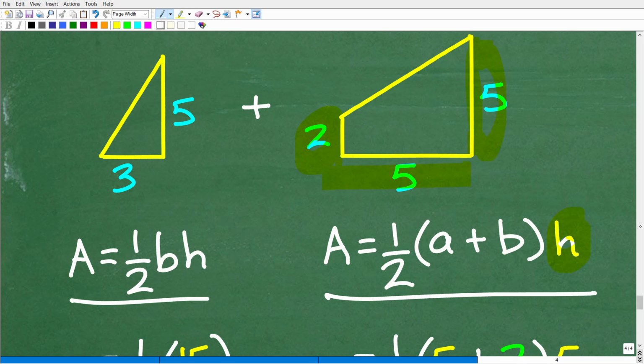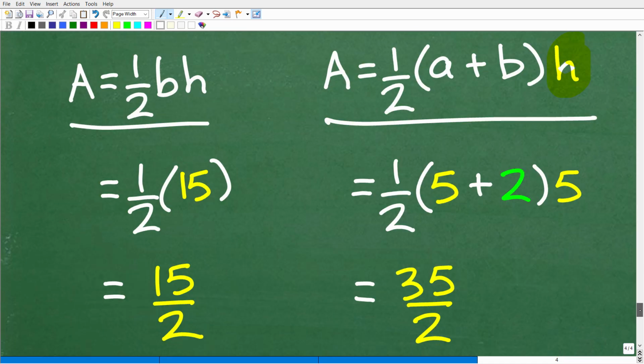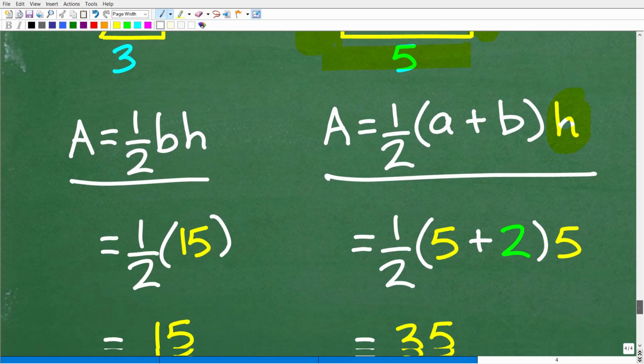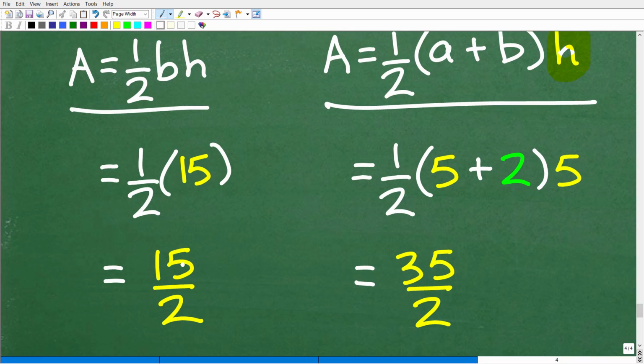All right, so let's go ahead and plug in all the respective information. So the area of the triangle, pretty easy, 1/2 base times height. That again is 5 times 3, so that's 1/2 times 15, or 15 over 2, right? Because 1/2 times 15 is 15 halves. And the area of this trapezoid is 1/2 of (5 plus 2) times 5. So the order of operations, we've got to do what's inside the parentheses. 5 plus 2 is 7. 7 times 5 is 35, so this is going to be 35 over 2.